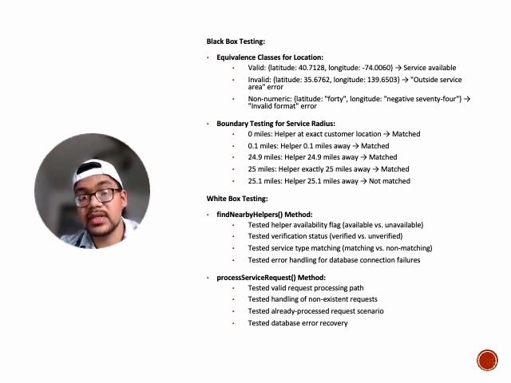Second, we have the white box testing. First, in the white box testing, we have the find nearby helpers method. This basically tests the helper availability, and then it flags them as available or unavailable. Second, we have the verification status test. Once they are verified, they can be flagged as verified. If they could not be verified, then they will be flagged as unverified.